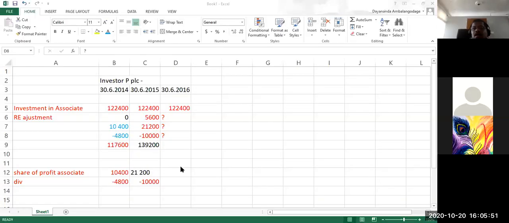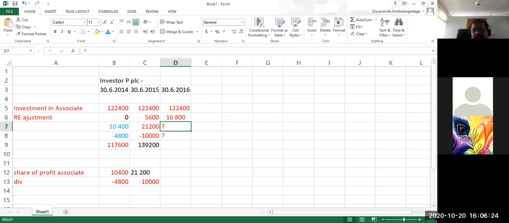you can remember my calculation, the Excel sheet, and what would be the figure here? So the figure, retained earnings adjustment there, of course, can you remember, 16,800. 16,800. Is it clear? Okay.